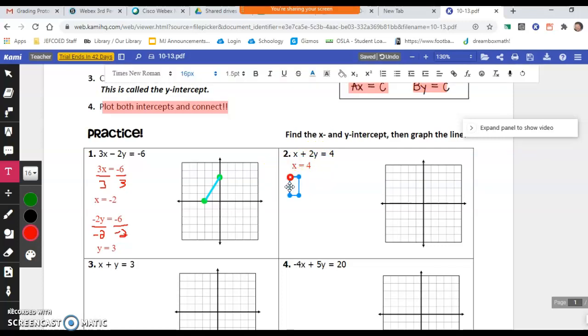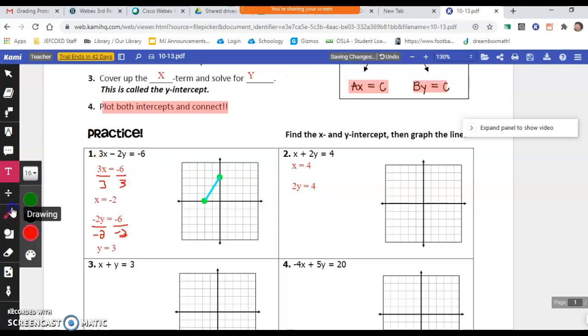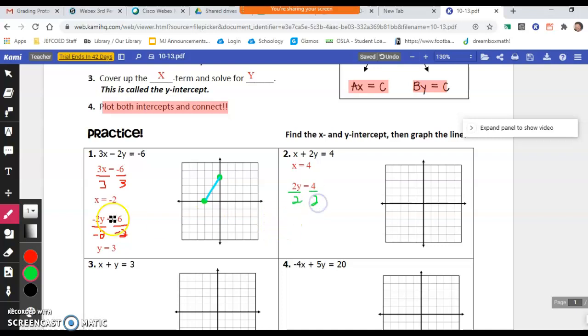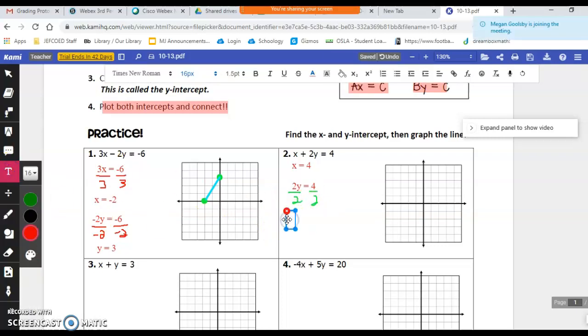Now we're going to remove the x variable from the equation, and we're left with just 2y equals 4. Now, solve the equation just like we would normally. So we'll divide by 2. Do the inverse, divide by 2. And now we're left with y equals 4 divided by 2, which is 2.